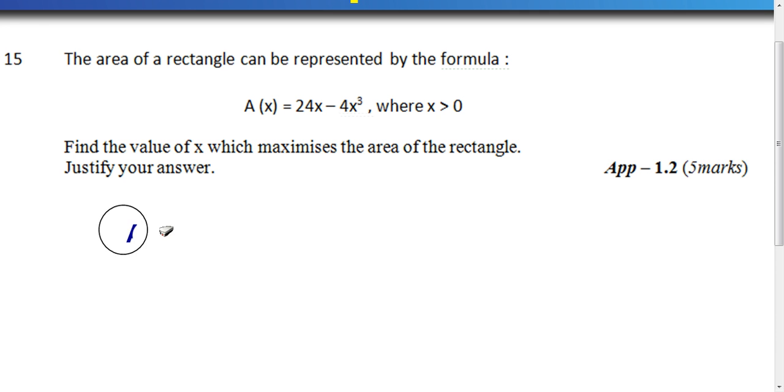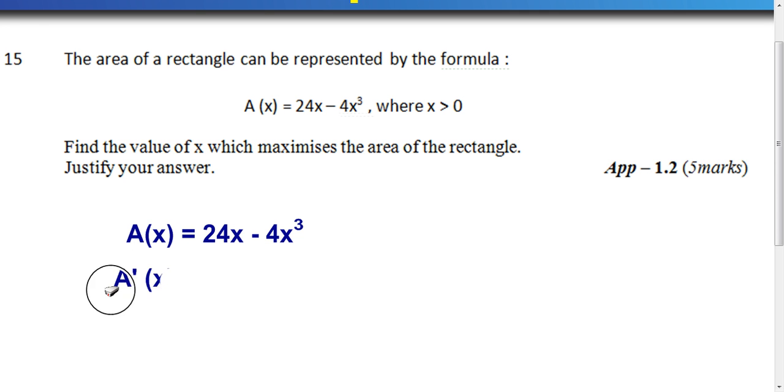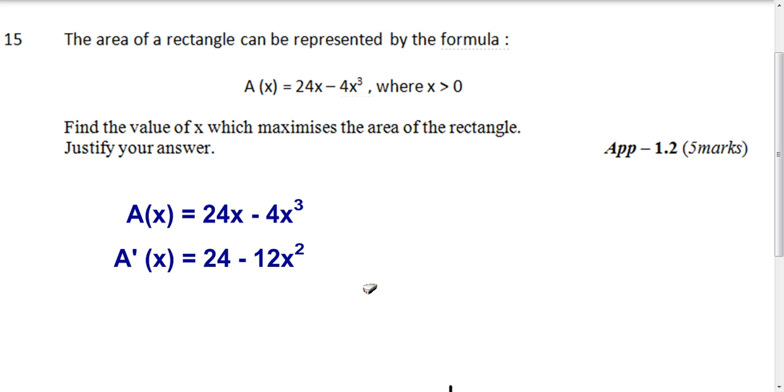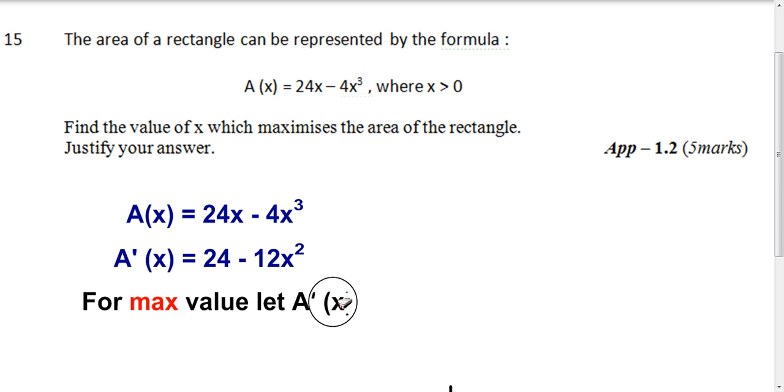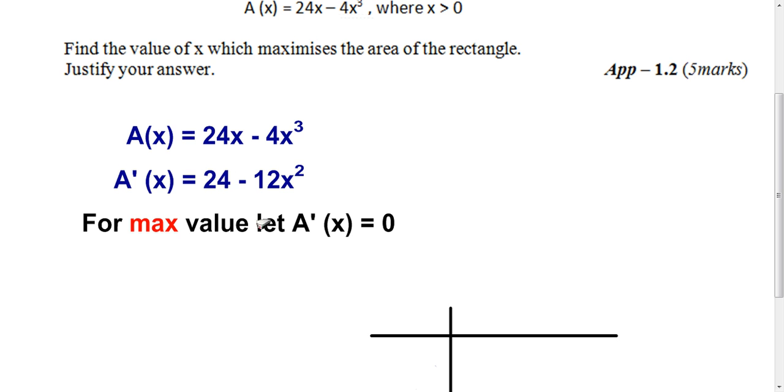Okay, so firstly I'm going to write down the formula and then I'm going to differentiate. So A dashed x equals, this will go to 24, multiply down by 3 and reduce it by 1, so minus 12x squared. Now I know the maximum or minimums happen when A dashed x equals 0, so I'm going to write that down. For max value, let A dashed x equal 0. So that means this bit here is equal to 0, 24 minus 12x squared.